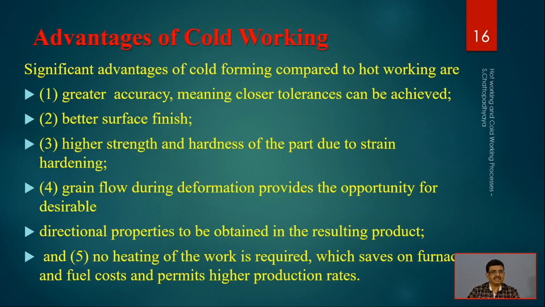In terms of yield, the advantage is greater accuracy, meaning closer tolerances can be achieved. Dimensional uncertainties are less. If you heat the material, dimensional uncertainties and stress relieving will be there and the dimensions will change. We don't want that for precise manufacturing, so cold working is suitable for precise manufacturing. Better surface finish is also obtained, because in hot working oxides are easily formed at elevated temperature, so cold working gives a better surface finish than hot working.